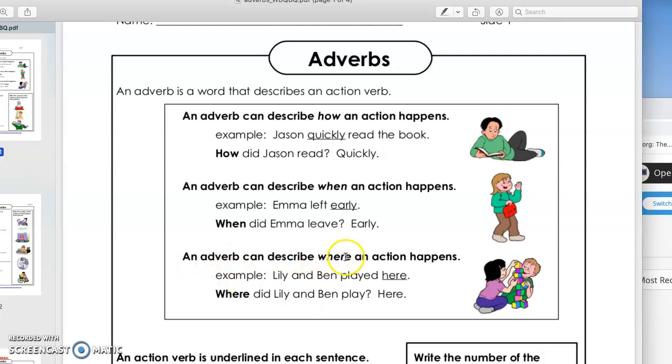An adverb can describe where an action happens. Example, Lily and Ben played here. Here tells where. Where did Lily and Ben play? They played here.